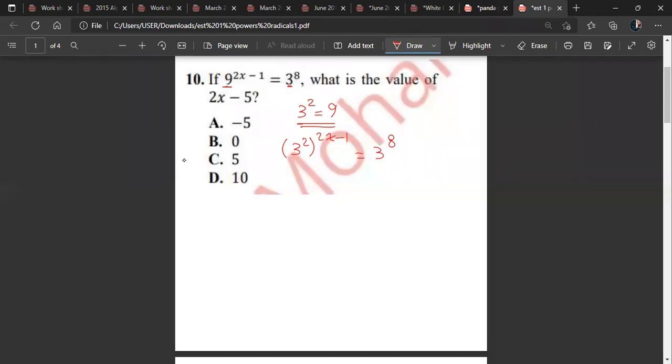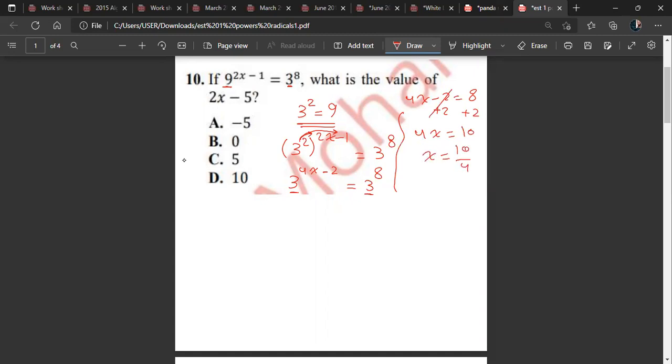Now you multiply the powers. So now we have 3 to the power 2 times 2x, which equals 4x, and 2 times negative 1 equals negative 2, all of this equal to 3 to the power 8. Now we have the same base, so we have equal powers. So you write this equation, 4x minus 2 equals 8, and solve for x. Plus 2 on both sides cancels, so 4x equals 10. So x equals 10 over 4.